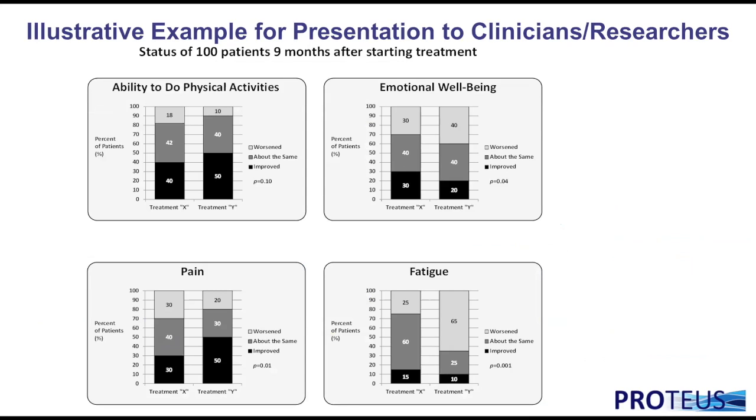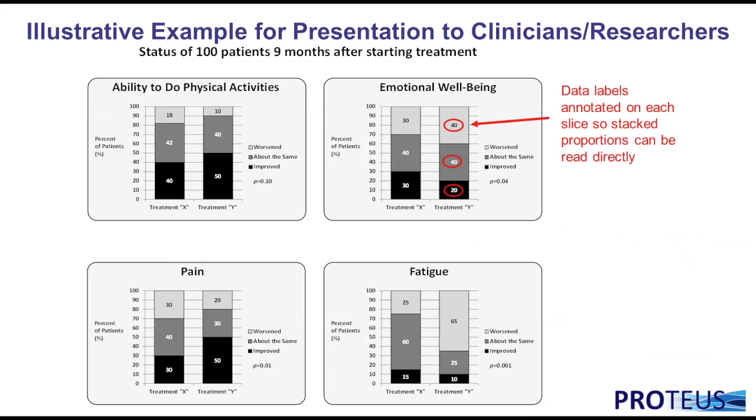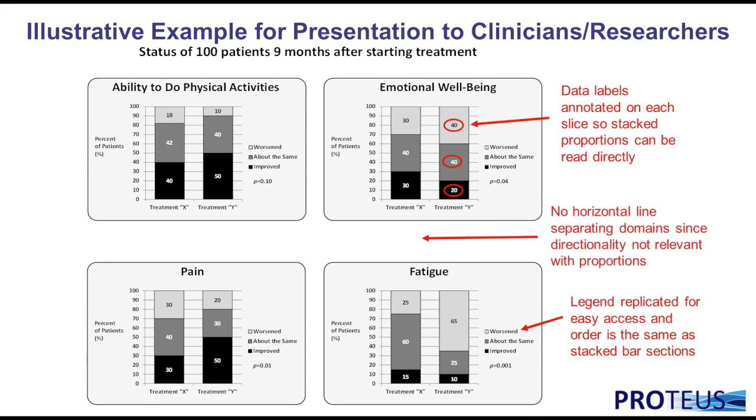As noted previously, stacked bar charts are also appropriate for displaying these data to clinicians and researchers. Note that again, data labels are used to annotate the proportions, and an easily accessible legend is replicated and presented in the same order as the stacked bars.